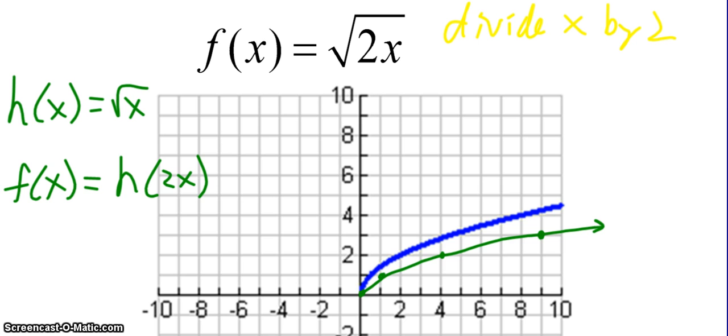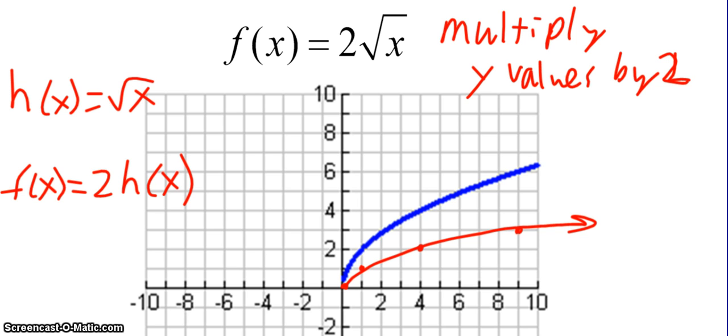Okay, this one's a little bit more difficult to see, but hopefully you did not say multiply the y or multiply the x values by 2. What this is actually doing is dividing the x values by 2. So in green here I've drawn the original function, and if I look at when x is 1, now it's 1/2. When x was 4, now it's 2. When x was 9, now it's 4.5. So I'm dividing the x values by 2, and then again, here's the relationship. If I say h of x equals square root of x, f of x is h of 2x.